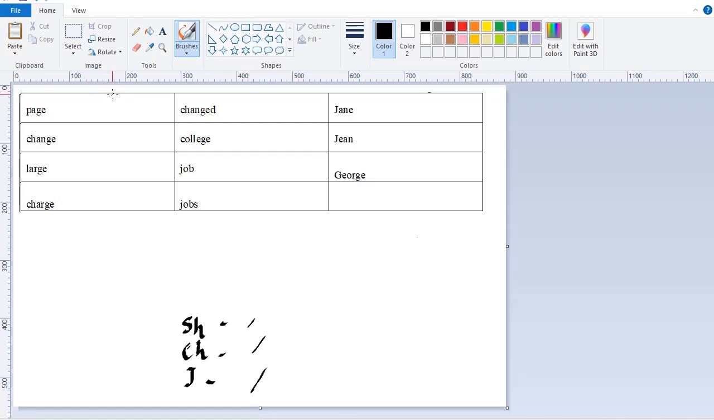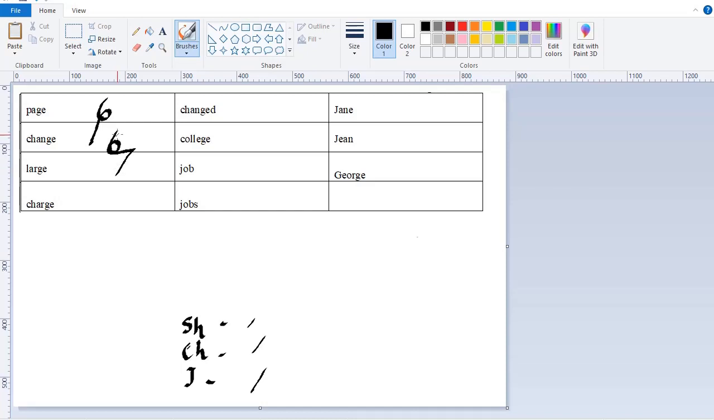Wait, check. Okay, tama. So we have page: P, A, and then J. Longer J. Next, we have change. So we have CH, and then A, and then N, and then your J.